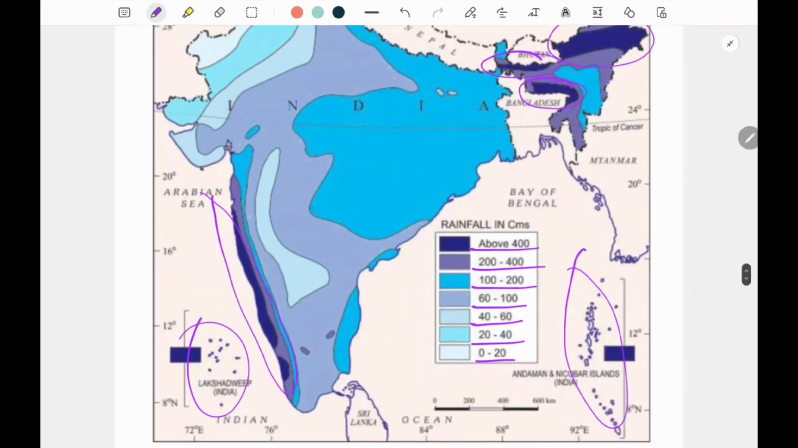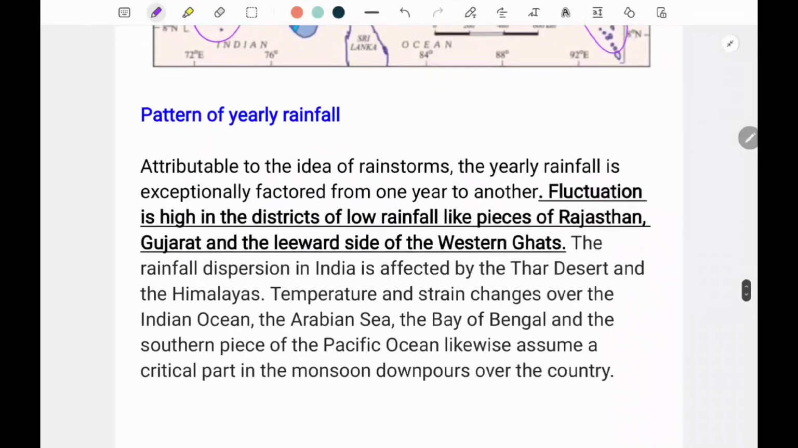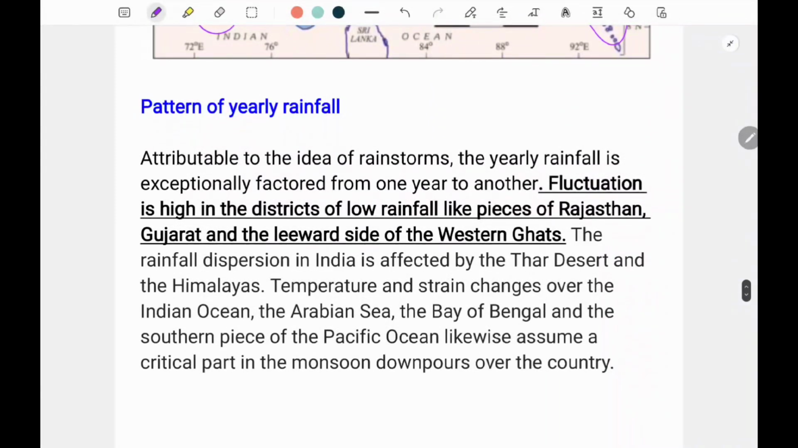For example, in Karnataka, you can see clearly here above 400 is also there, 200 to 400 is also there, 100 to 200 is also there. Even some places are there where 0 to 20 is also there. So these are the reasons we discussed for why the rainfall is uneven in India.